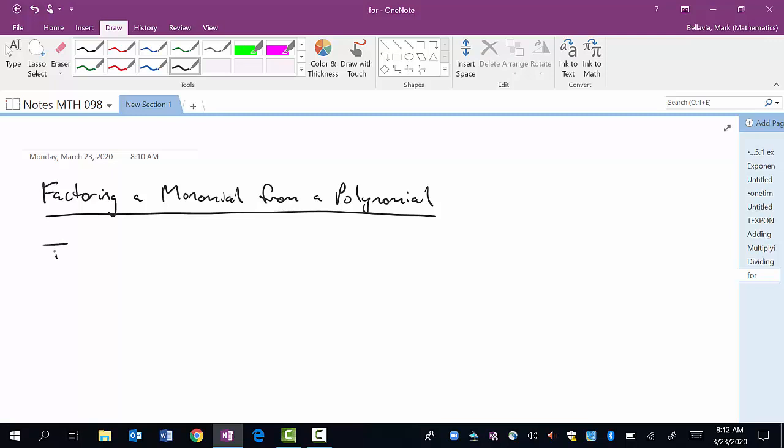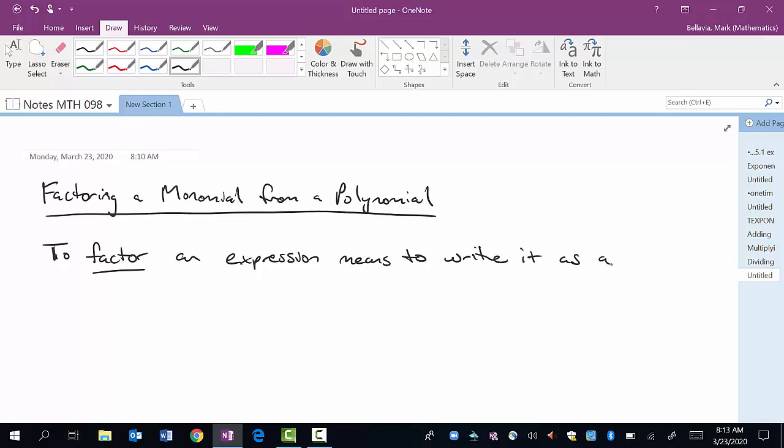So to factor an expression means to write it as a product of its factors, which might sound like a weird definition, right? Because you're using the word factor in there to describe what factoring is.